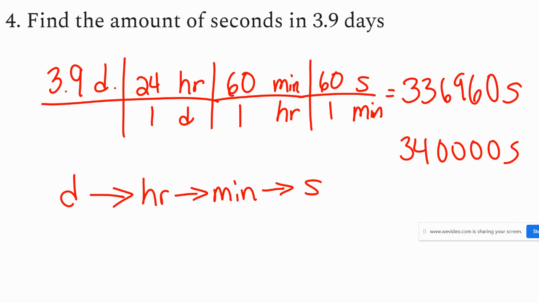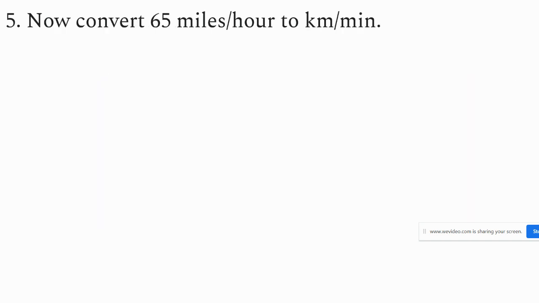Now, that's the last single step problem. Now we're going to have to do a two-stepper. Ready for a two-stepper? This one is 65 miles per hour. The word per means to divide. So that means 65 miles per 1 hour. Good? That makes sense.